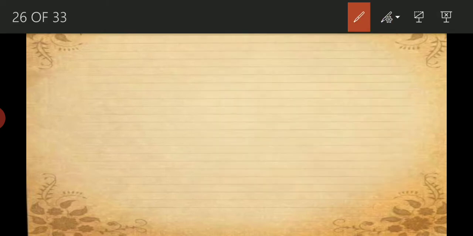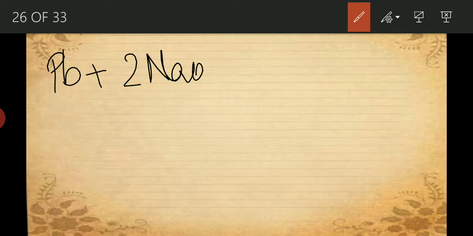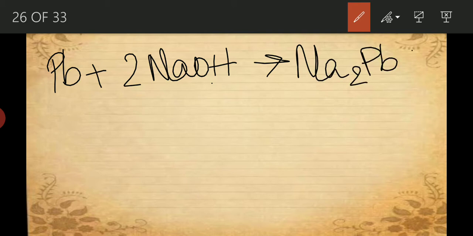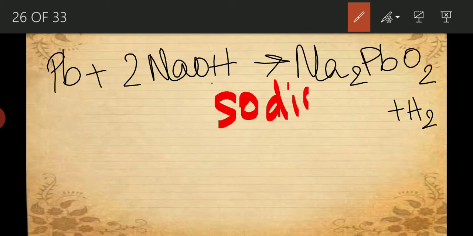Now the next metal is lead. See, in case of lead, when lead reacts with sodium hydroxide, again the condition is same, hot concentrated. I'm not repeating it again and again. So when it reacts with hot concentrated sodium hydroxide, then it produces the corresponding salt, Na2PbO2, and hydrogen. This Na2PbO2 is sodium plumbite. The corresponding salt is sodium plumbite.